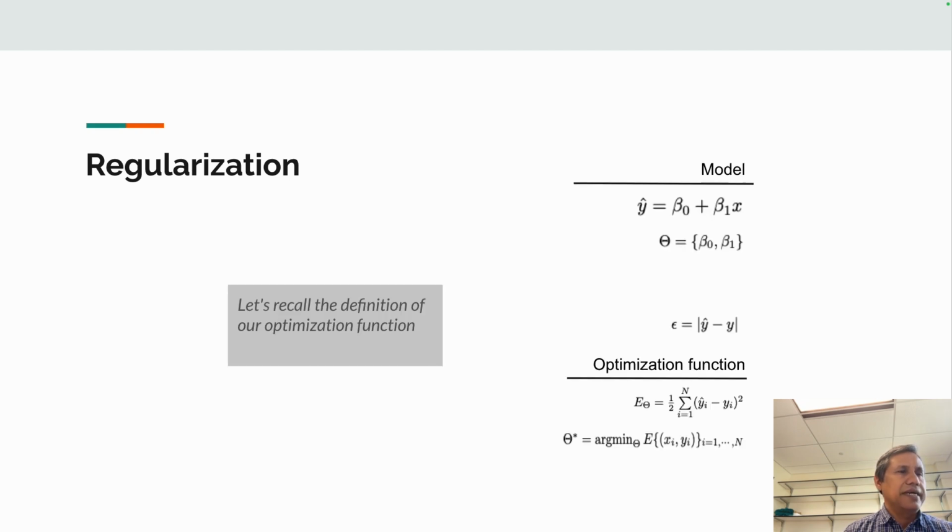Okay, how do you do that? To do that, we need to recall our optimization function. If you recall here, we were trying to learn the theta that minimizes this error function. And here the formulation we use, theta equal to beta 0 and beta 1, and this is the famous linear function that we have talked about before, okay?